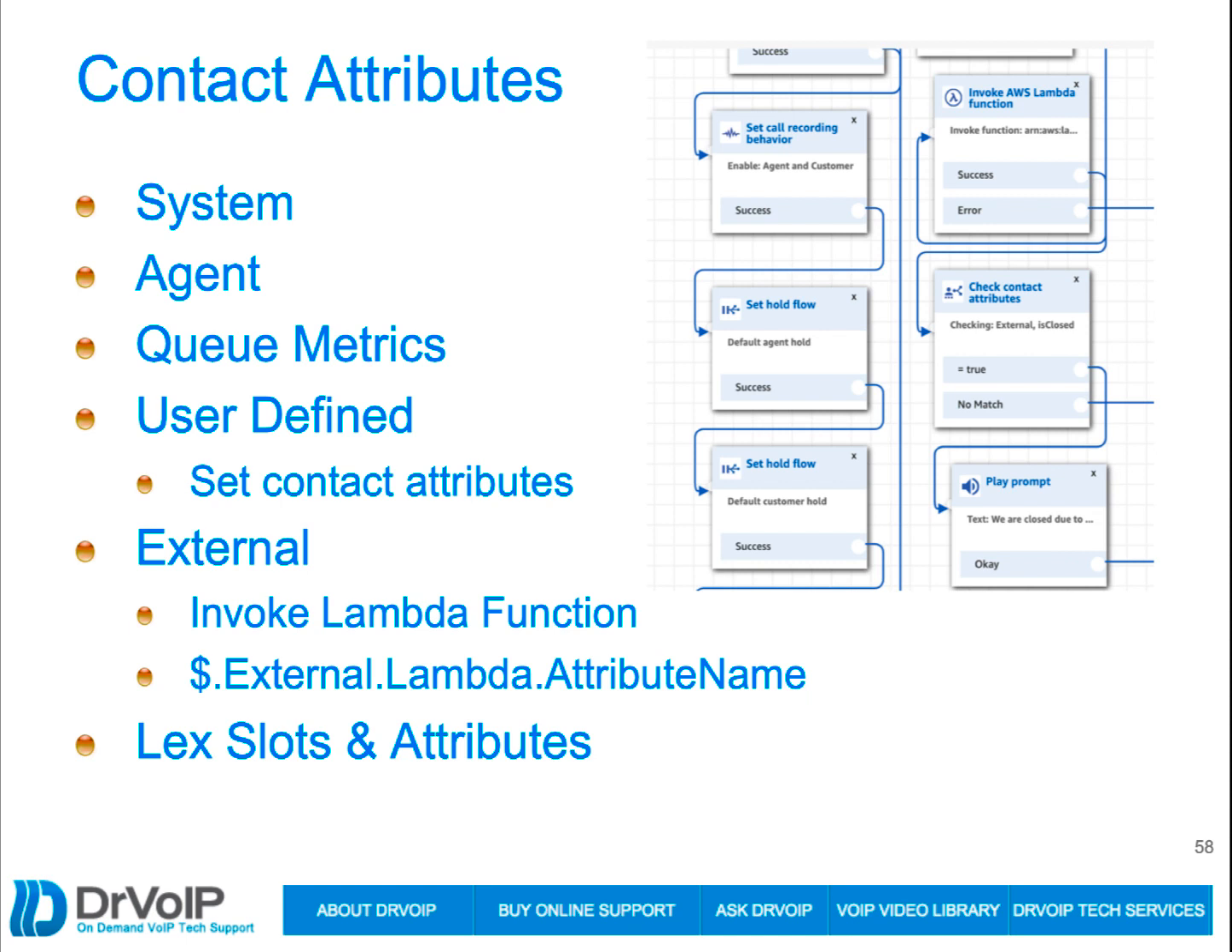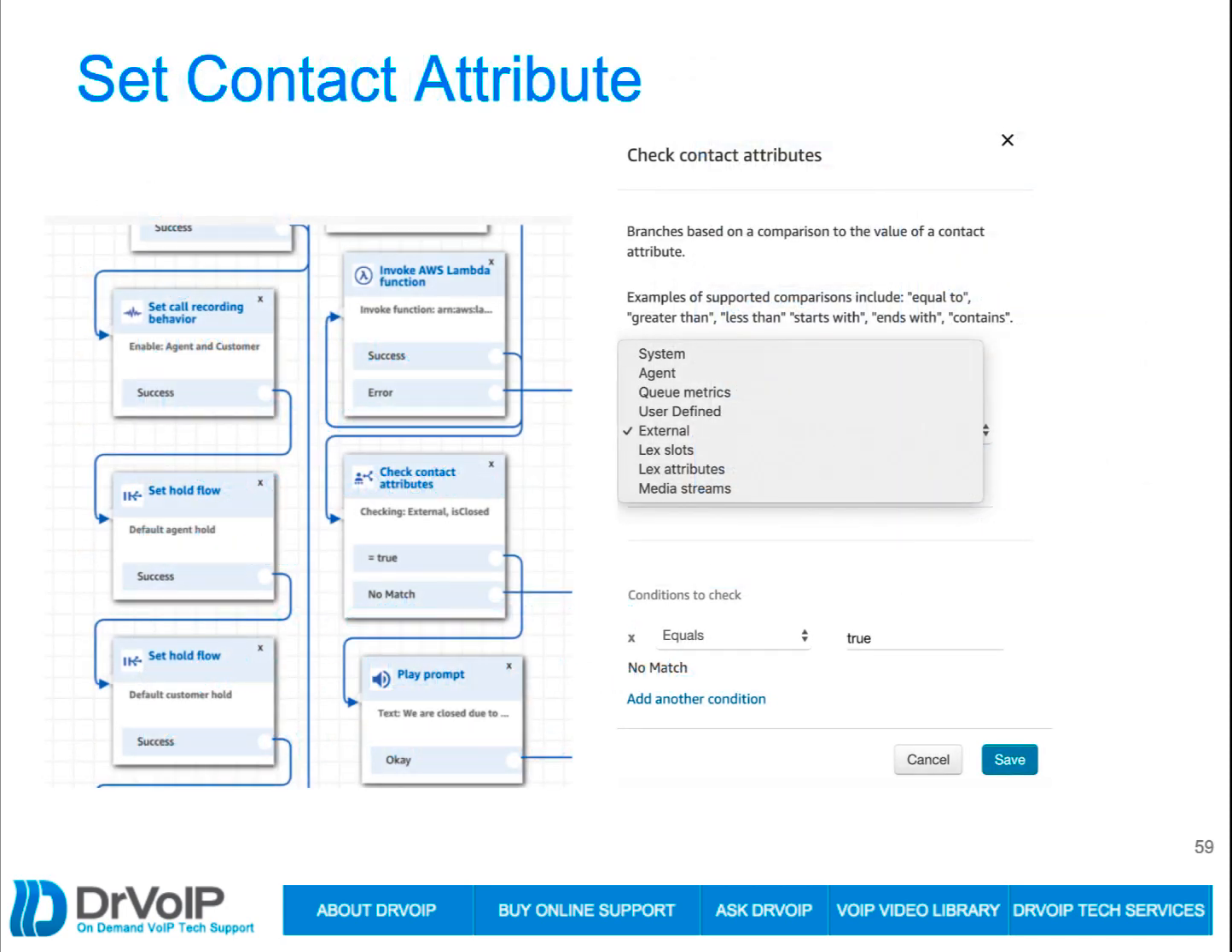So when you're doing an integration, for example, we just discussed getting someone's first name out of a database. You're going to use a contact attribute to do that. You will invoke Lambda functions using this external variable name convention. This is how we pass requests between Connect and Lambda. And of course, there are Lex slots and attributes. So you set contact attributes and check contact attributes.